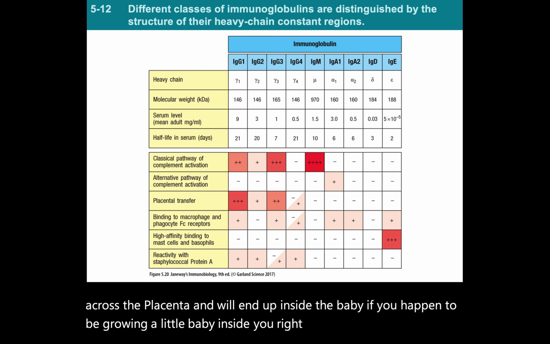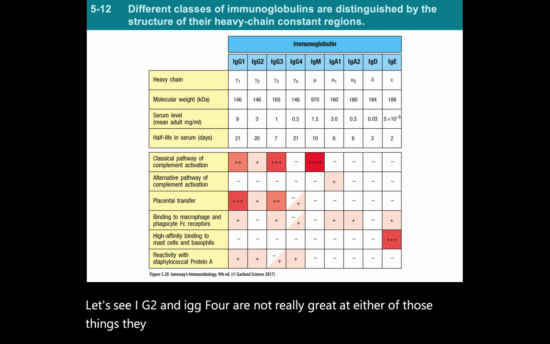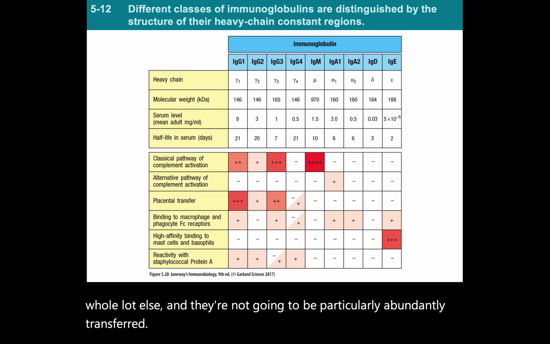Let's see, IgG2 and IgG4 are not really great at either of those things. They can stick to a pathogen, but they're not going to do a whole lot else, and they're not going to be particularly abundantly transferred across the placenta.